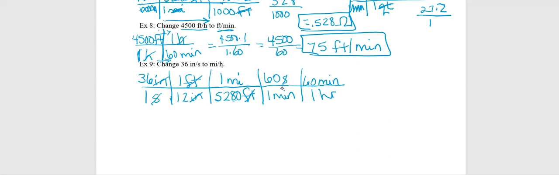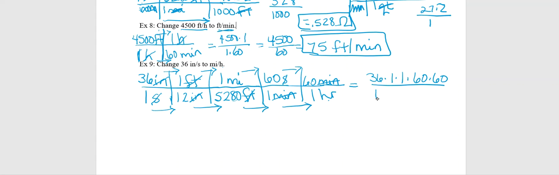So you can see how the bigger ones, you can have lots of different numbers and units in here. That's why I use this method of unit analysis, just to help me keep track of all this mess. Okay, so the last units I see are miles and hours, so I'm exactly where I want to be. So now I just do all the multiplying. So I'm just multiplying all of these straight across. So I'm going to do 36 times 1 times 1 times 60 times 60. On the bottom, I'm going to do 1 times 12 times 5280 times 1 times 1.